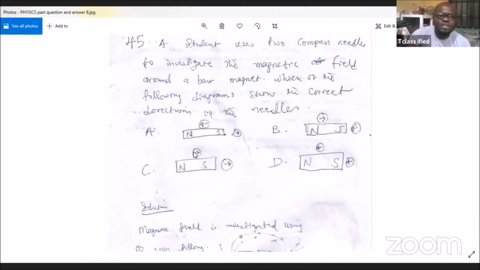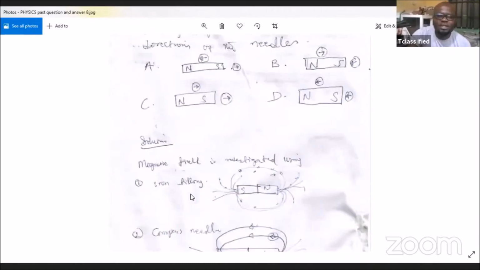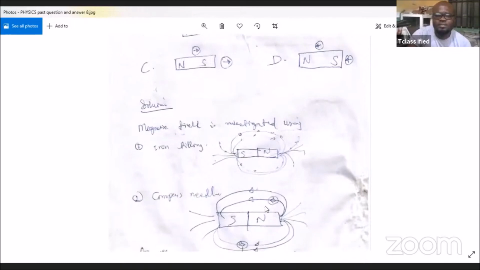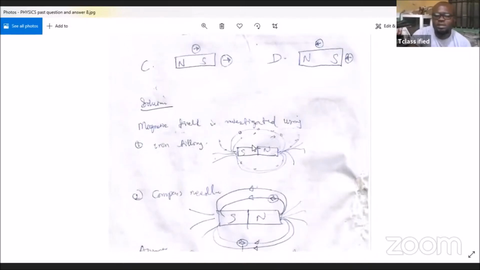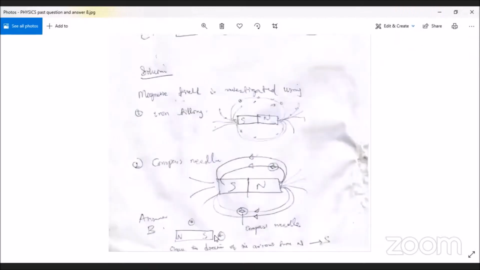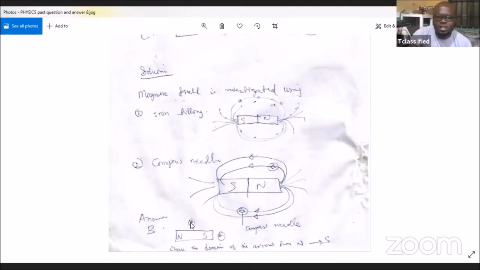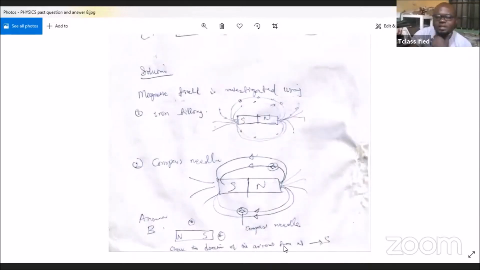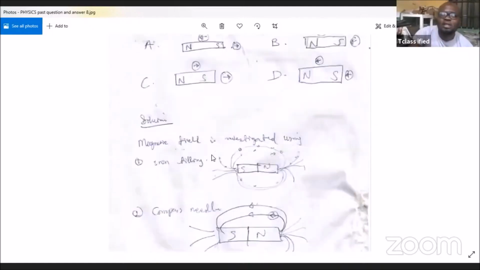Okay. So the magnetic field is investigated using iron filings and compass needle. The first question we had was on compass needle. This one is on iron filings. So you can see the direction of these arrows. They are moving from north into the south. So you can see that in option B, this is the north. You can see the arrow is moving out of the north into the south. You can see this is into the south. So you have to check the direction of the arrow and make sure it is from north to south. And that makes option B the right answer to this.